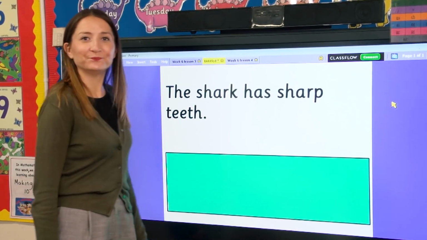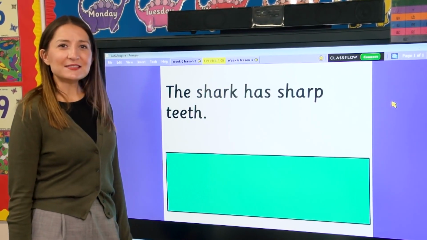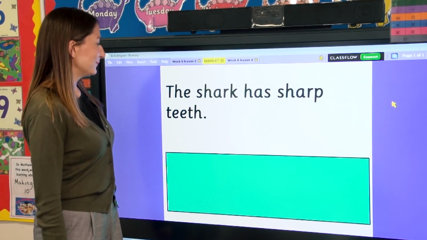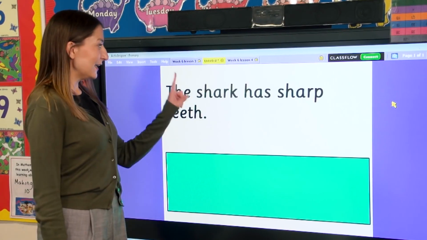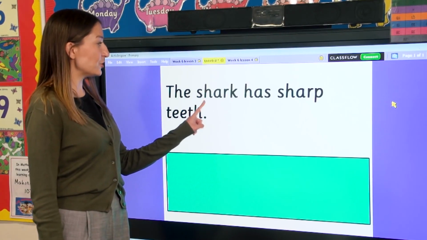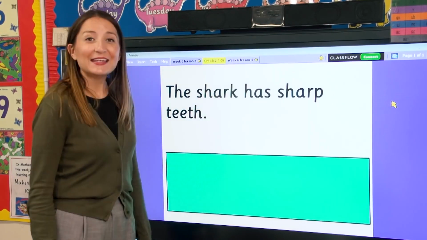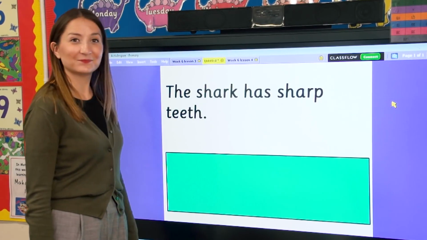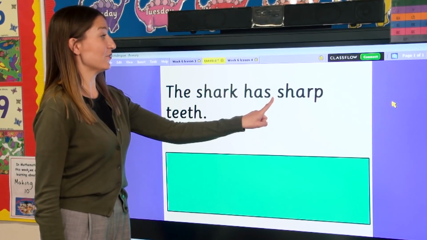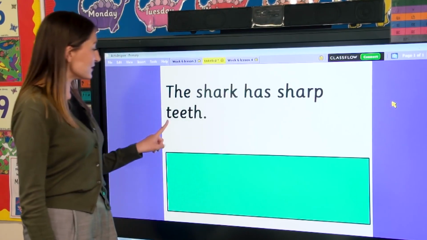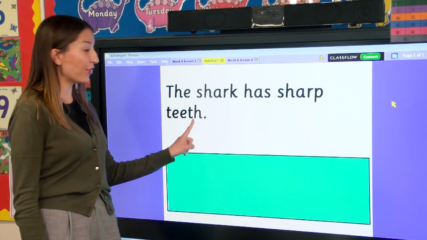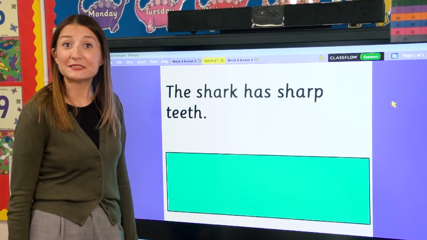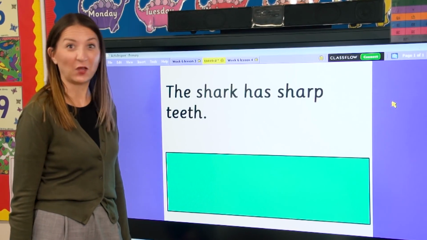Have a look at this one. Can you see a word with two digraphs in? Yes, this word has the digraph sh and the digraph ar. Can you see any other words with two digraphs? Yes, this word has the digraphs sh and ar, and this word has the digraphs ee and th. Now I want you to read aloud as I point to the words, and remember to sound out any words you're not sure of. Off you go.